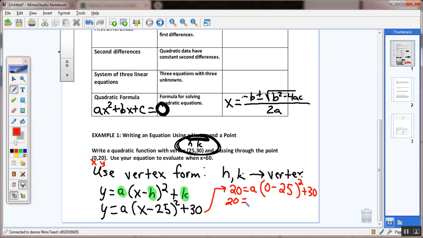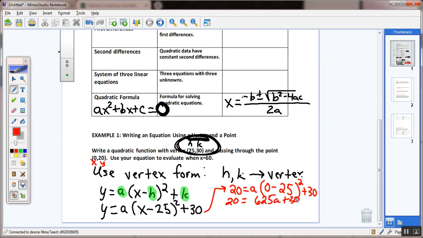Do you get 625 when you do that? You guys all agree in this parenthesis set right here, it's negative 25, right? Okay, what's negative 25 times negative 25? Because I have to square it. 625. So that's 625 times which variable is still out in front, kids? So this is going to equal 625a plus 30.